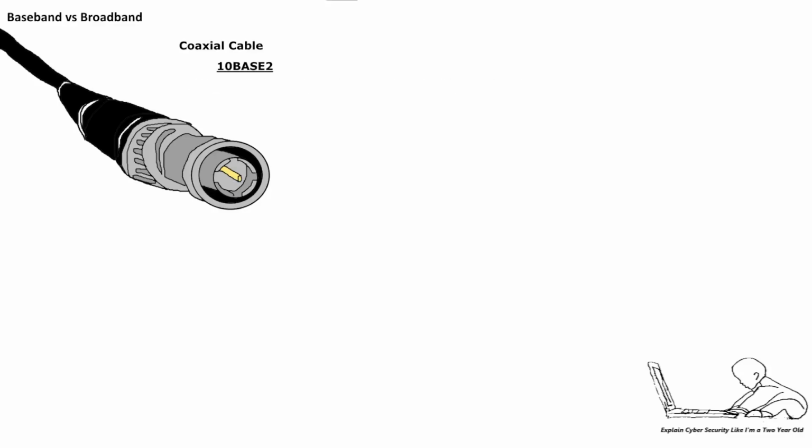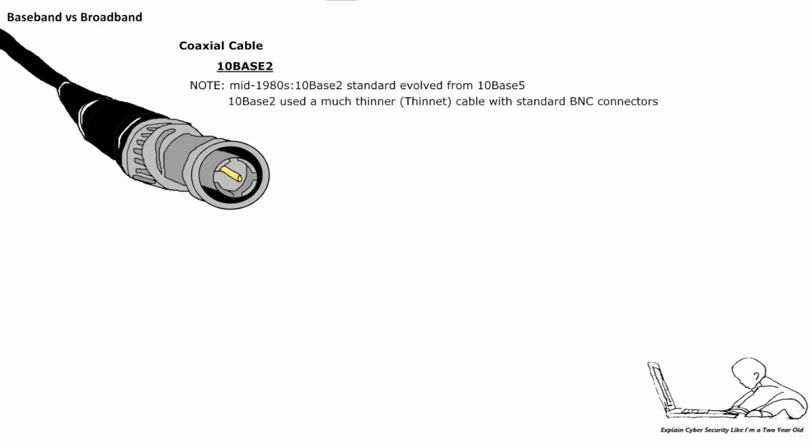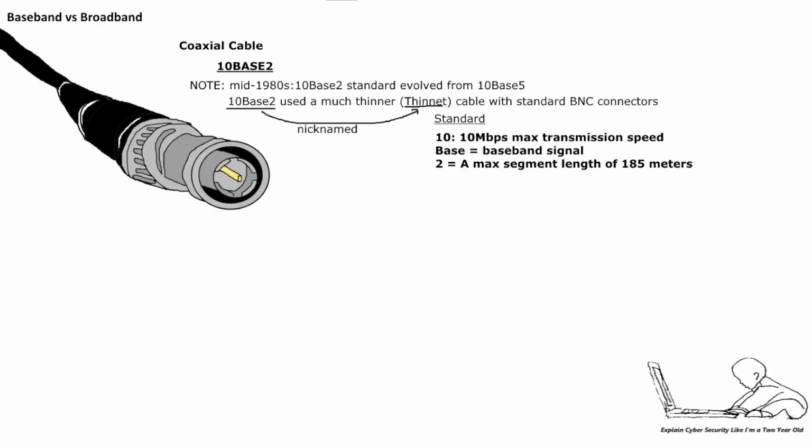And 10Base2 was a much thinner cable, and it was known as the Thinnet cable, which was the opposite of a Thicknet cable. The standard for a 10Base2 was 10 megabytes per second as the transmission speed. It was still base, meaning baseband signal, but the difference was the 2, which means the maximum segment length of 185 meters, which was slightly less than a 10Base5, but just slightly, but the cable overall was a lot thinner and smoother and cleaner.